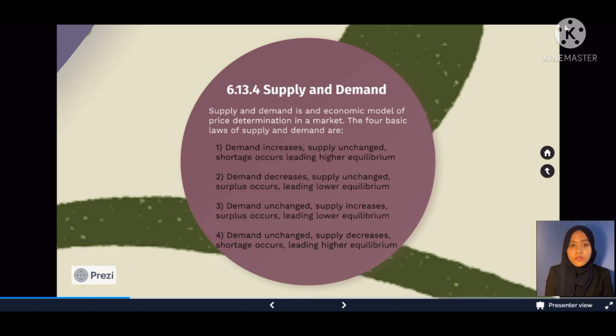Number two, if demand decreases and supply remains unchanged, a surplus occurs, leading to a lower equilibrium price. Number three, if demand remains unchanged and supply increases, a surplus occurs, leading to a lower equilibrium price. Next, if demand remains unchanged and supply decreases, a shortage occurs, leading to a higher equilibrium price.